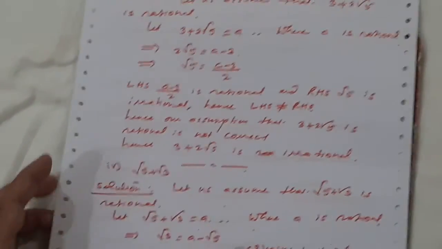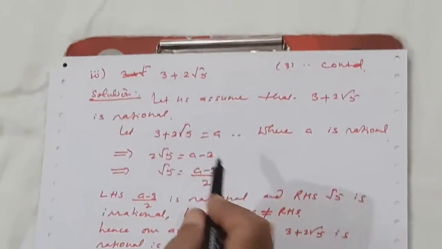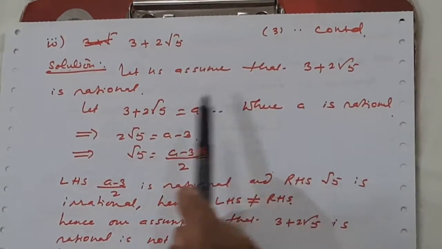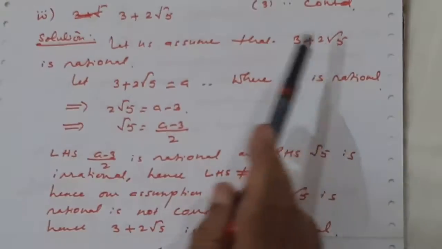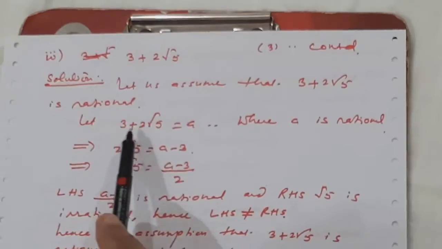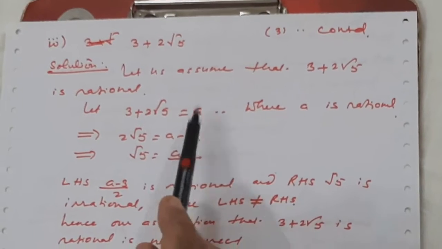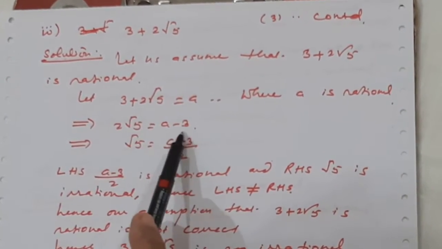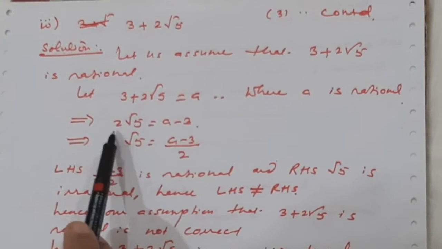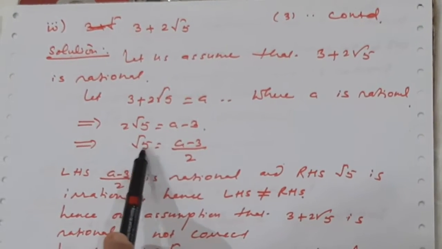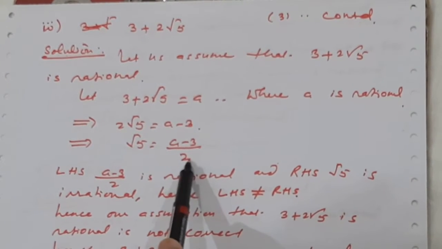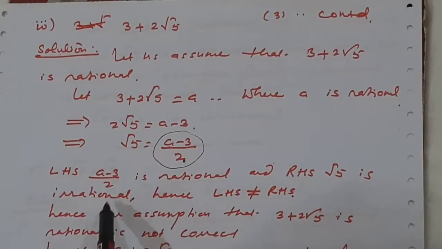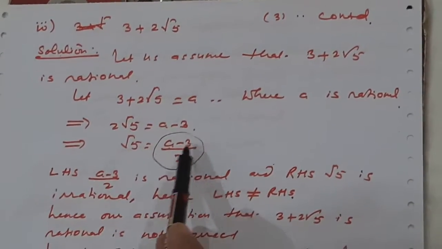See now, try to understand on your own. Third example, 3 plus 2 root 5. Again, let us assume that 3 plus 2 root 5 is rational. Let this rational number is equal to a. Now arranging the terms, taking 3 to the right hand side or subtracting 3, a minus 3, dividing by 2. So root 5 is equal to a minus 3 upon 2. Now a minus 3 upon 2.